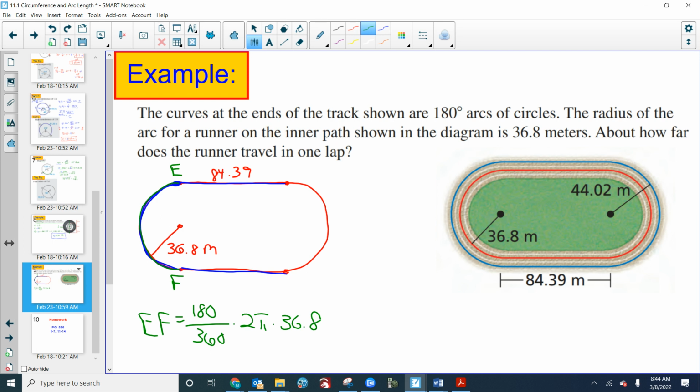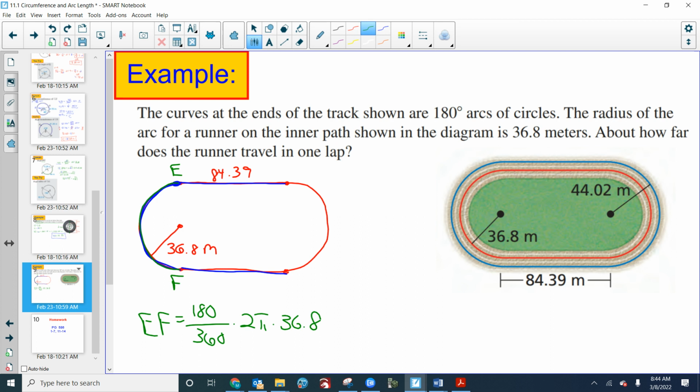Awesome. How about the blue one? The blue one has a different radius, doesn't it? Yes. So you'd still do 84.39 plus 84.39, but then your half circle arc is going to be a little different. You have to use the radius of 44.02 right here. The new radius in blue would be 44.02, and then you would double it. Does that make sense?